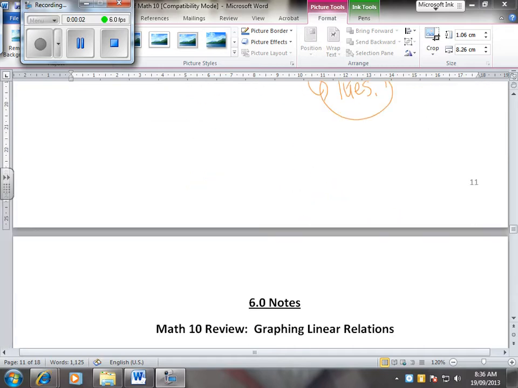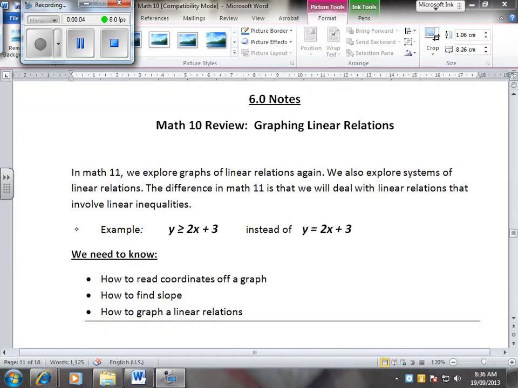Okay, so we're just going to do a few more pages in the notes, so just bear with me. We're going to work with just the next page, so flip your page in your notes, and we're going to look at graphing linear relations. Okay, so this is all still review, so this should be at least vaguely familiar.